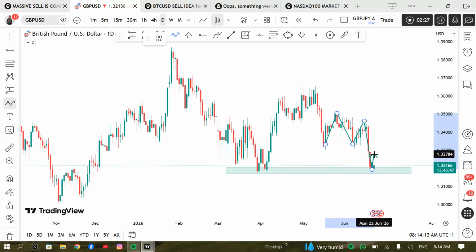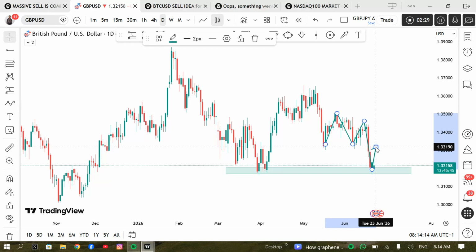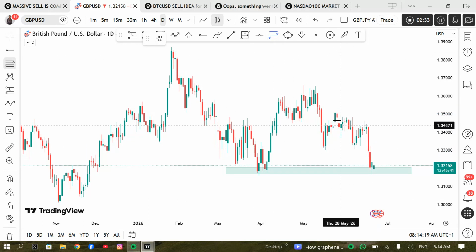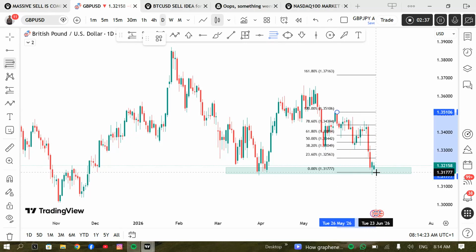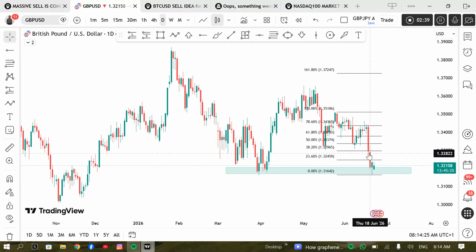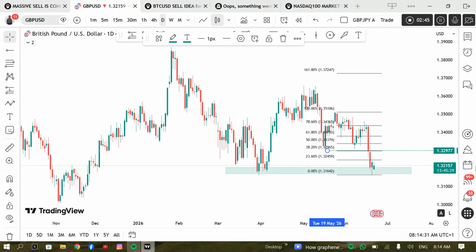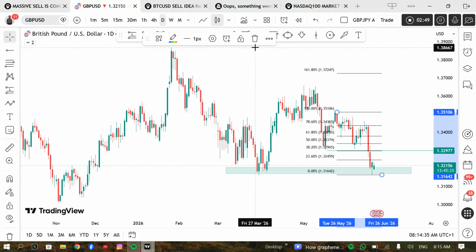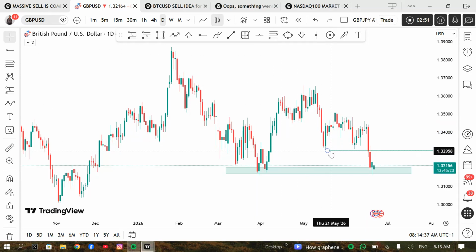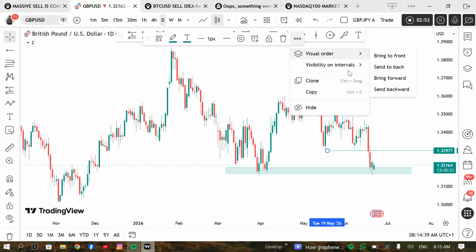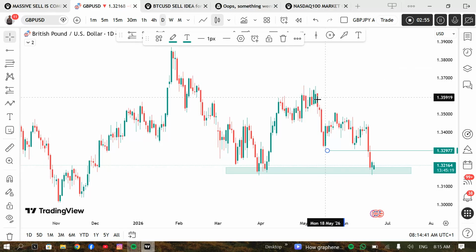So what I anticipate is just a form of correction, at least to the 38.2% Fibo retracement, because if we pick our Fib retracement and measure from here to this low, we can identify the 38.2% fib retracement level to be at 1.32997. So that's actually where I anticipate price to retrace to. Okay, so let's make this visible in our interval.